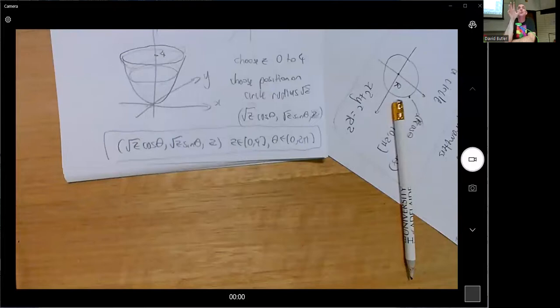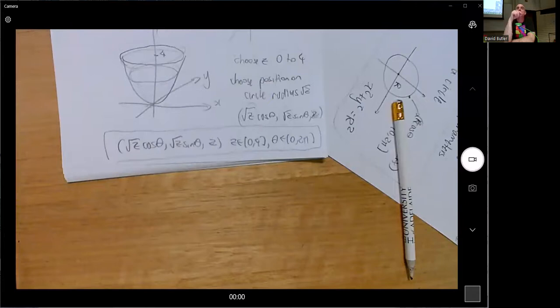So unfortunately, it is important to notice that different z's cause you to choose different thetas. There's nothing I can do about that. That's just the way this surface works. All right. Cool.